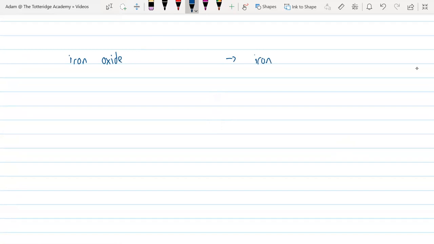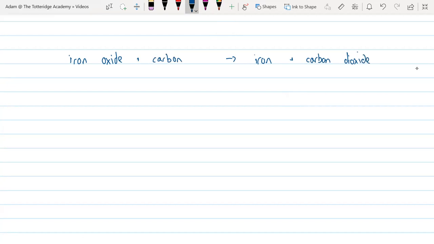Now, the first part of the chemical changes unit is to do with the reactivity of metals. I've not done a video for that yet. Hopefully I will do one in due course. You should have studied that anyway. And you should know that the way that I extract iron in this case is simply by reacting it with carbon. And that gives me iron plus carbon dioxide.